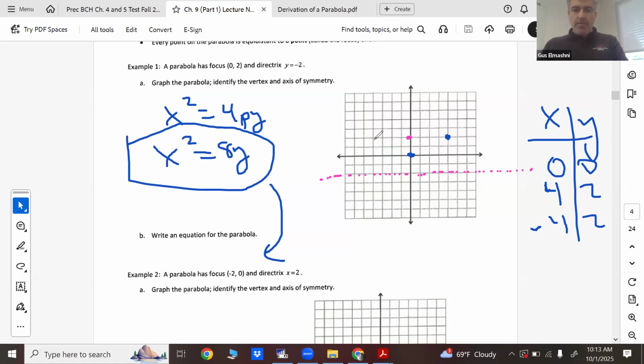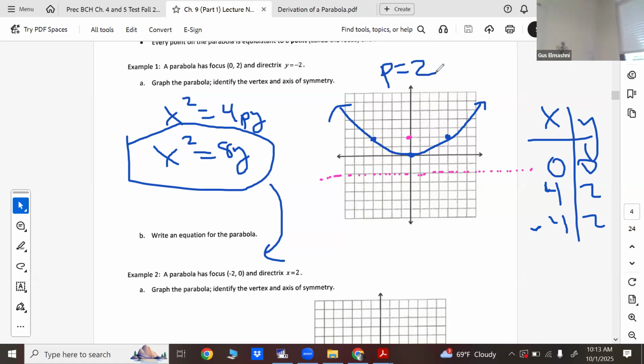And -4, 2. Now, do you guys see that blue dot? How far is it away from that pink dot? How far is that blue dot from the pink line? Boom, got it. Yes, that's a parabola. It's kind of wide, but who cares? We're doing it accurately. And we have the p-value is 2 here, p being the distance from the vertex to the focus.